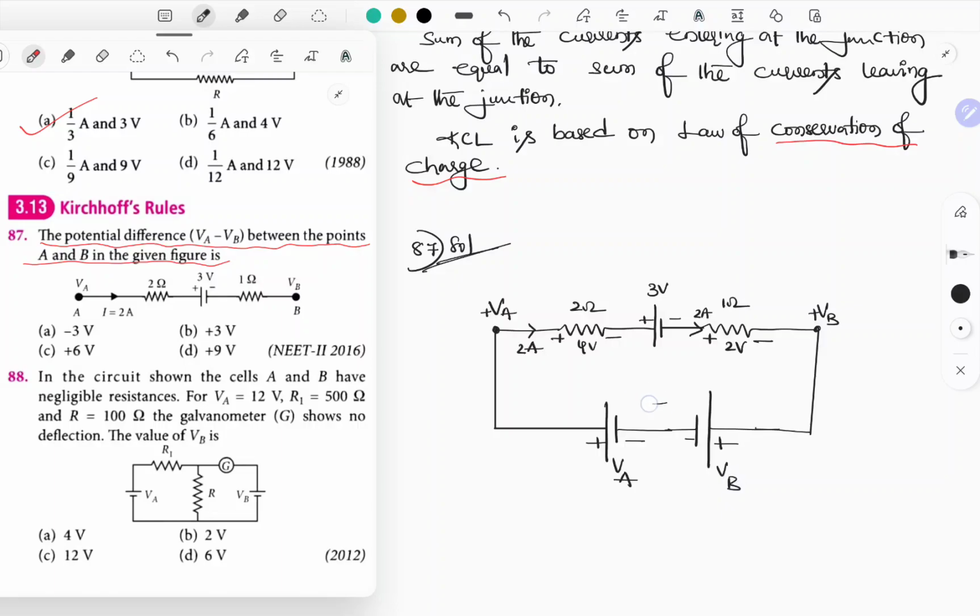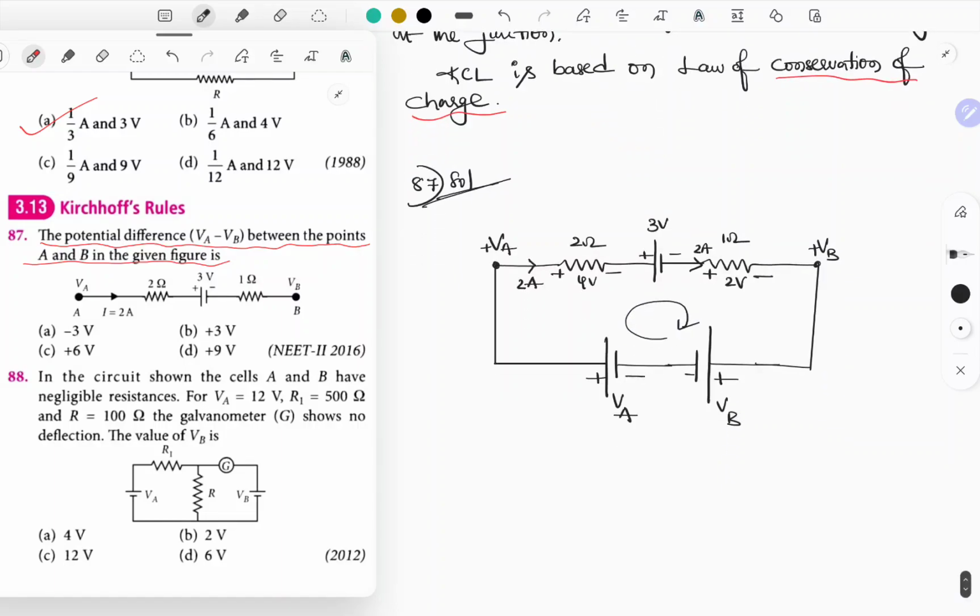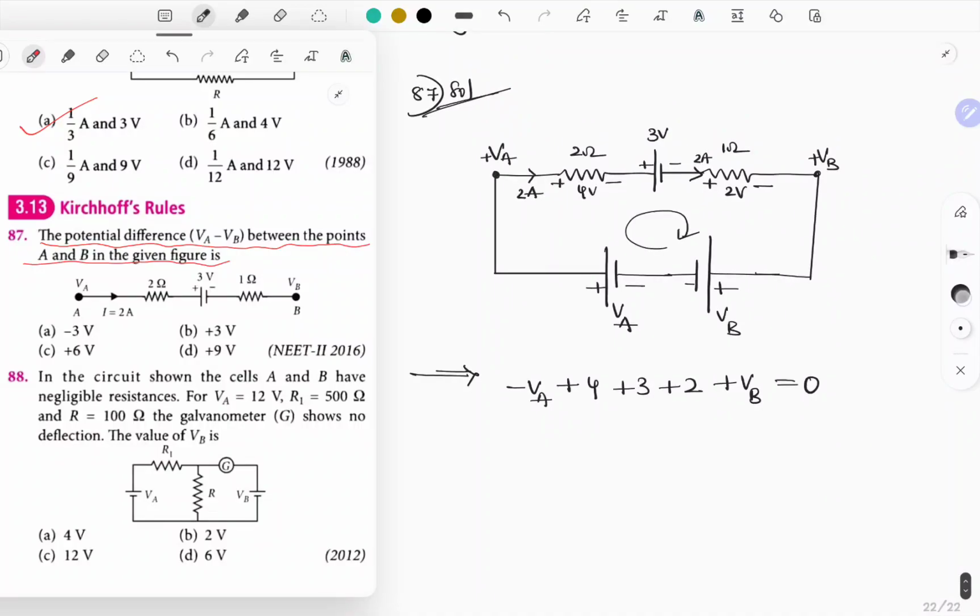This is VB. Now let's use KVL. You can start from any battery. Let me start with VA. So that is minus VA plus 4 plus 3 plus 2 plus VB, which is equal to 0. If you observe one thing, I'm just selecting the first sign of all the elements. Minus VA plus 4 volt plus 3 volt plus 2 volt and plus VB. So that's the process I just selected.